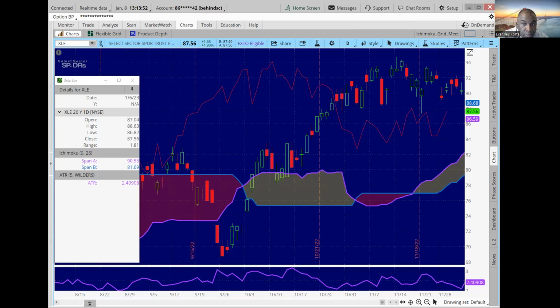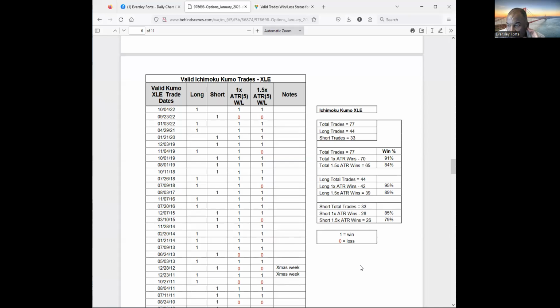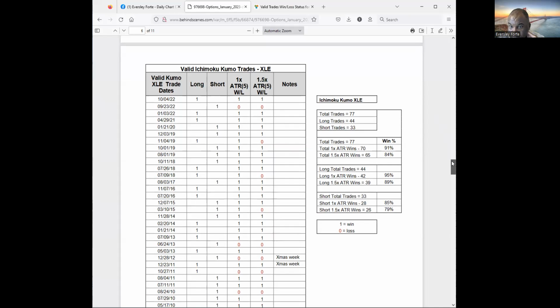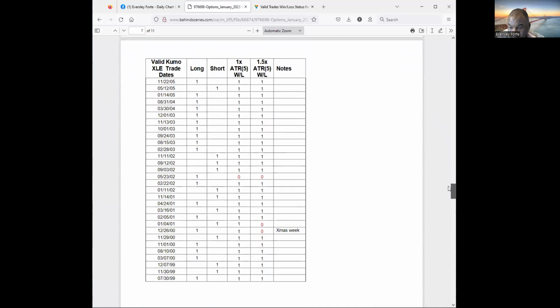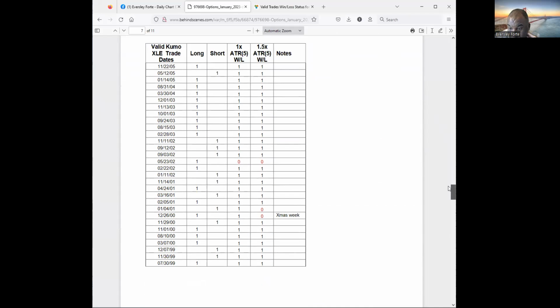So I'm going to change the share back to the handout. Okay, so take a look at the handout. Here's XLE, and here's how it breaks down. The data here goes back to 1999. Every trade that has been valid on XLE since 1999 is on here.